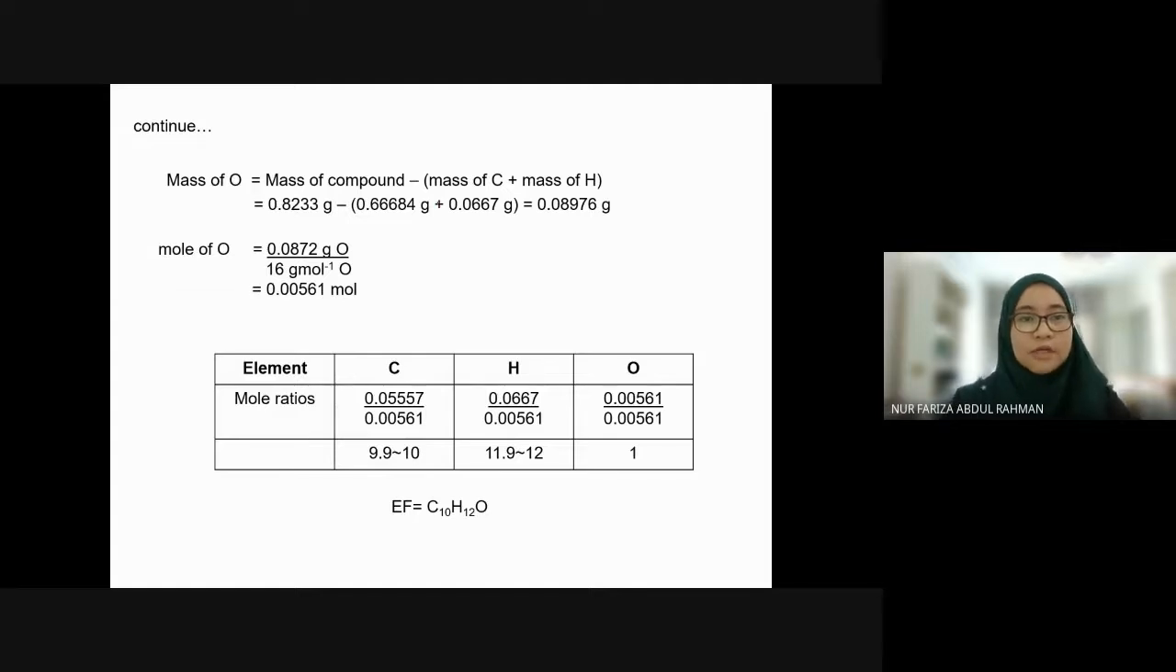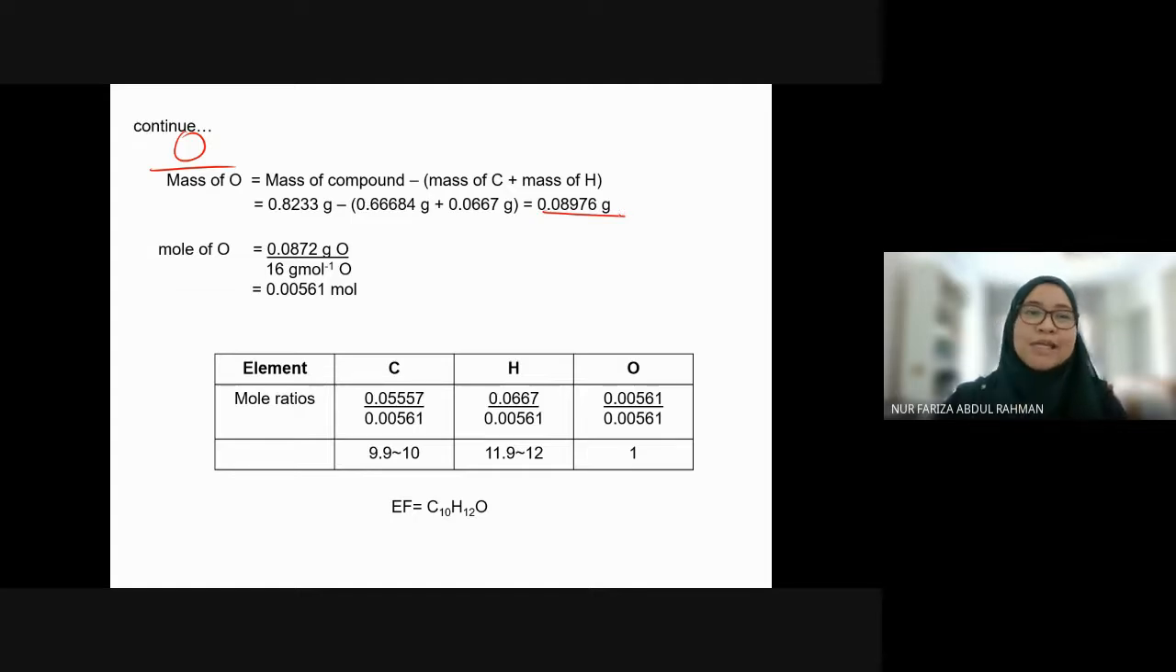So now let's move on to oxygen. We have the carbon, hydrogen. Next will be oxygen. For oxygen, what we need to do is just subtract the total mass of carbon and hydrogen from the mass of the compound. So there you go for your oxygen. We cannot use the method that we used for hydrogen and carbon just now to find the mass of oxygen. Why is that so?